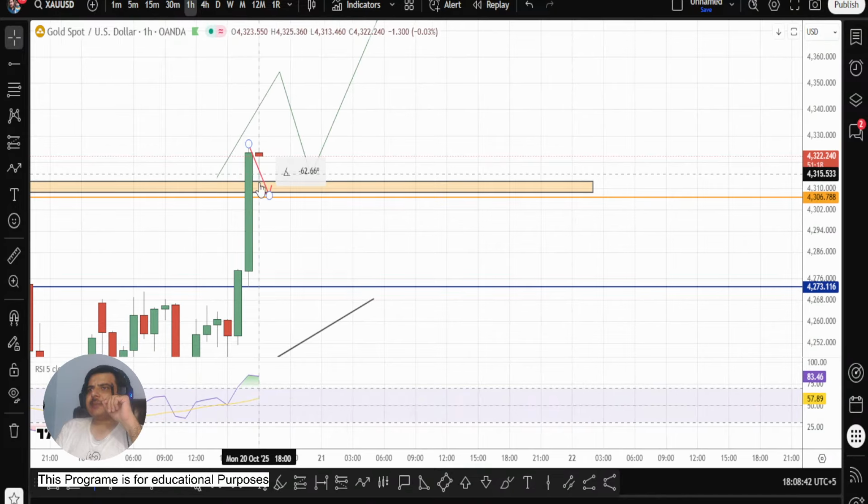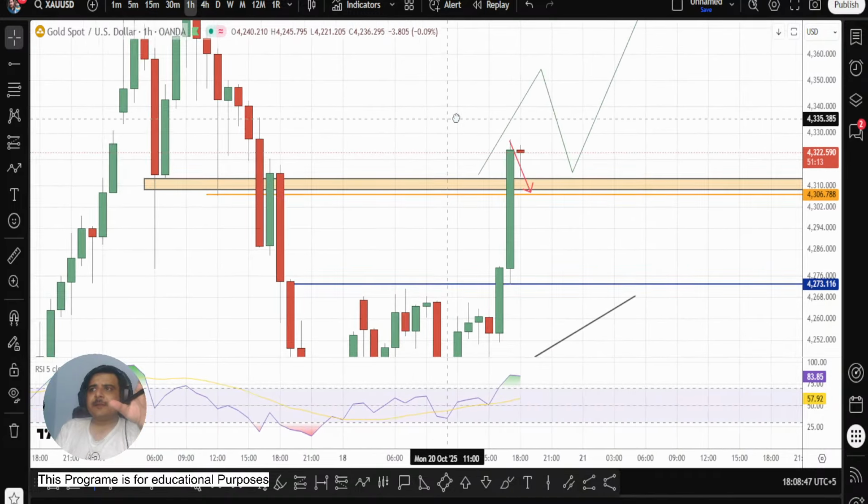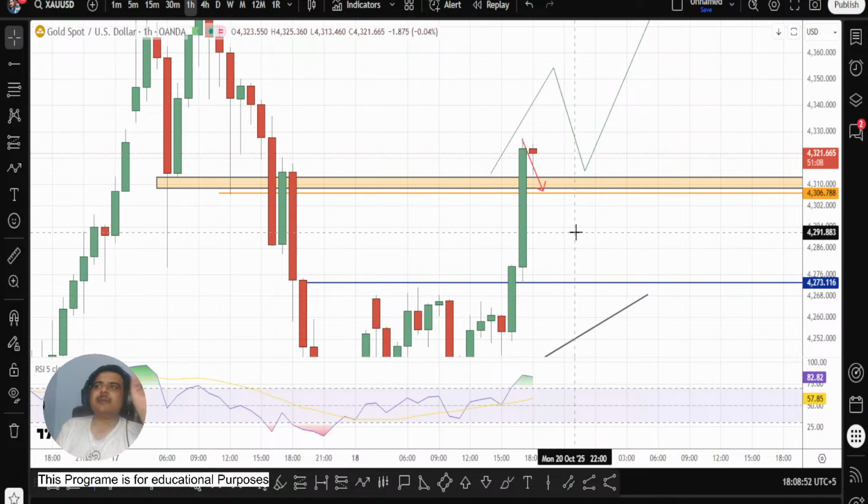This looks like a very classic sign of continuation, but as I said, if the strong sellers come in, Aftab will be nothing in front of them.